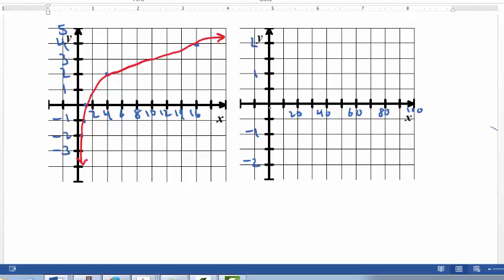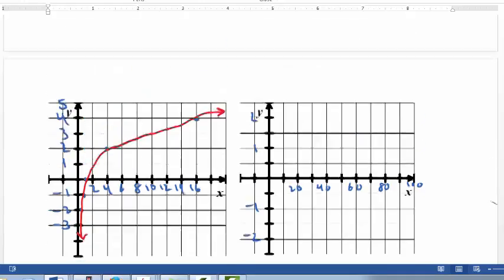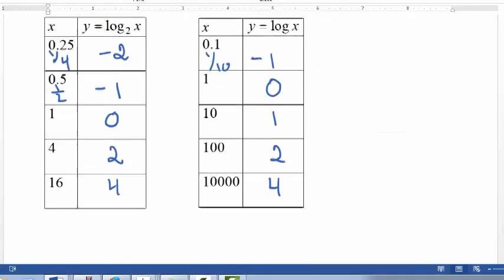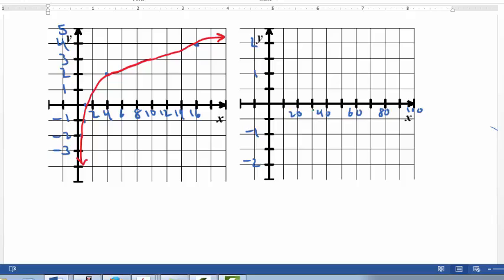0.1 would basically be almost on the y-axis. I mean, it would be just a hair to the right of the y-axis. So the first point there was actually 0.1, negative 1. So 0.1, negative 1 would be basically right here. It would be almost on the y-axis. And then 1, 0 even would be right here. And that's even too far to the right probably.